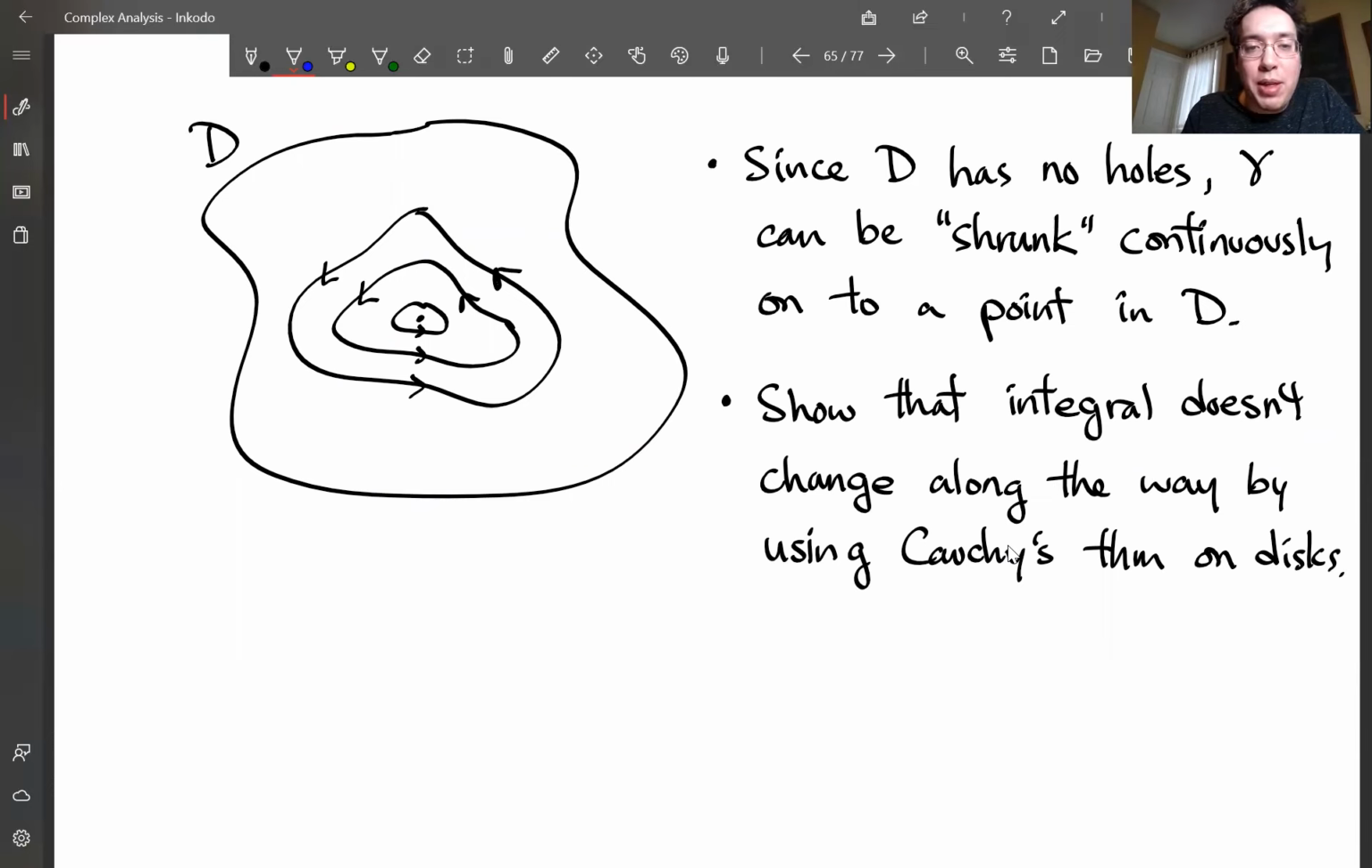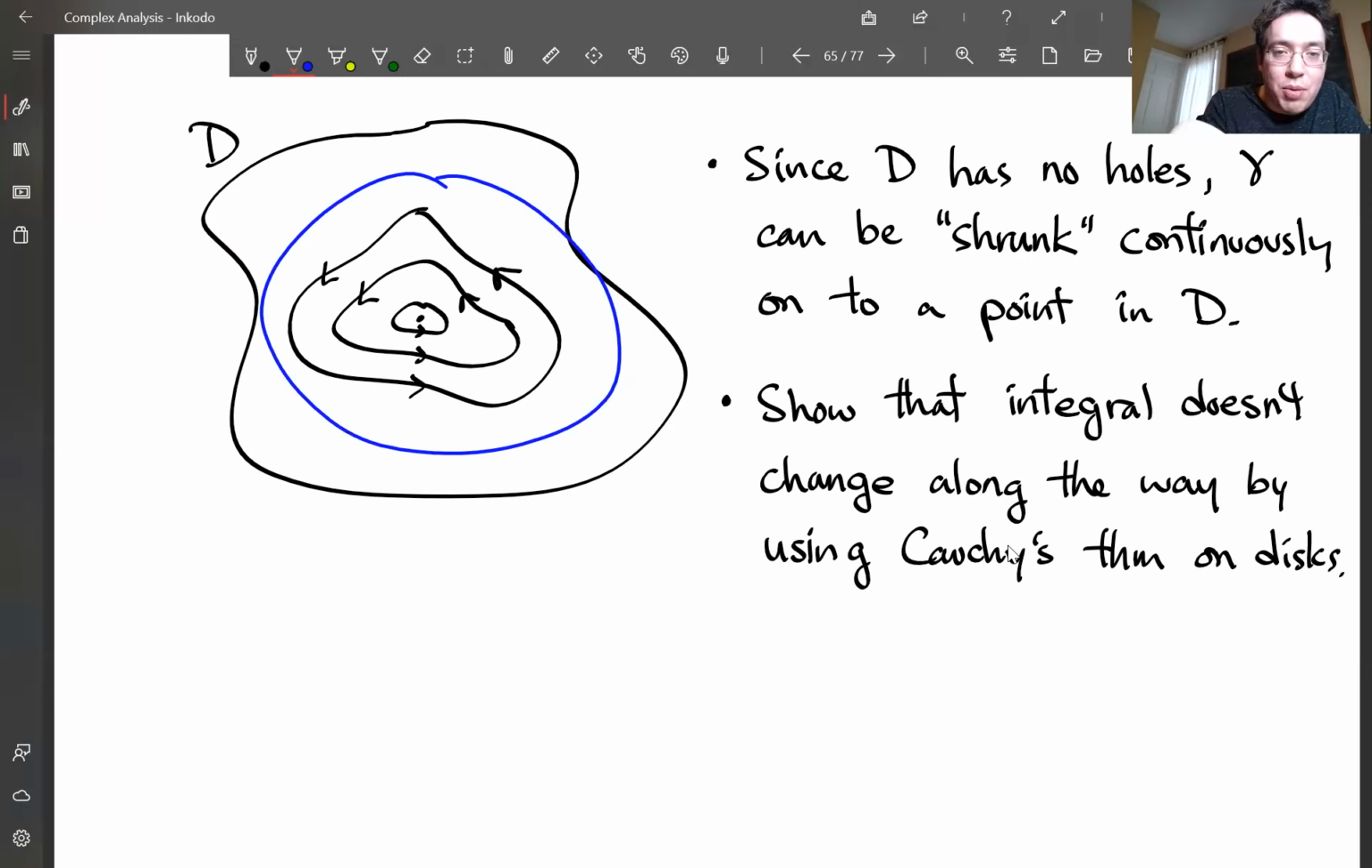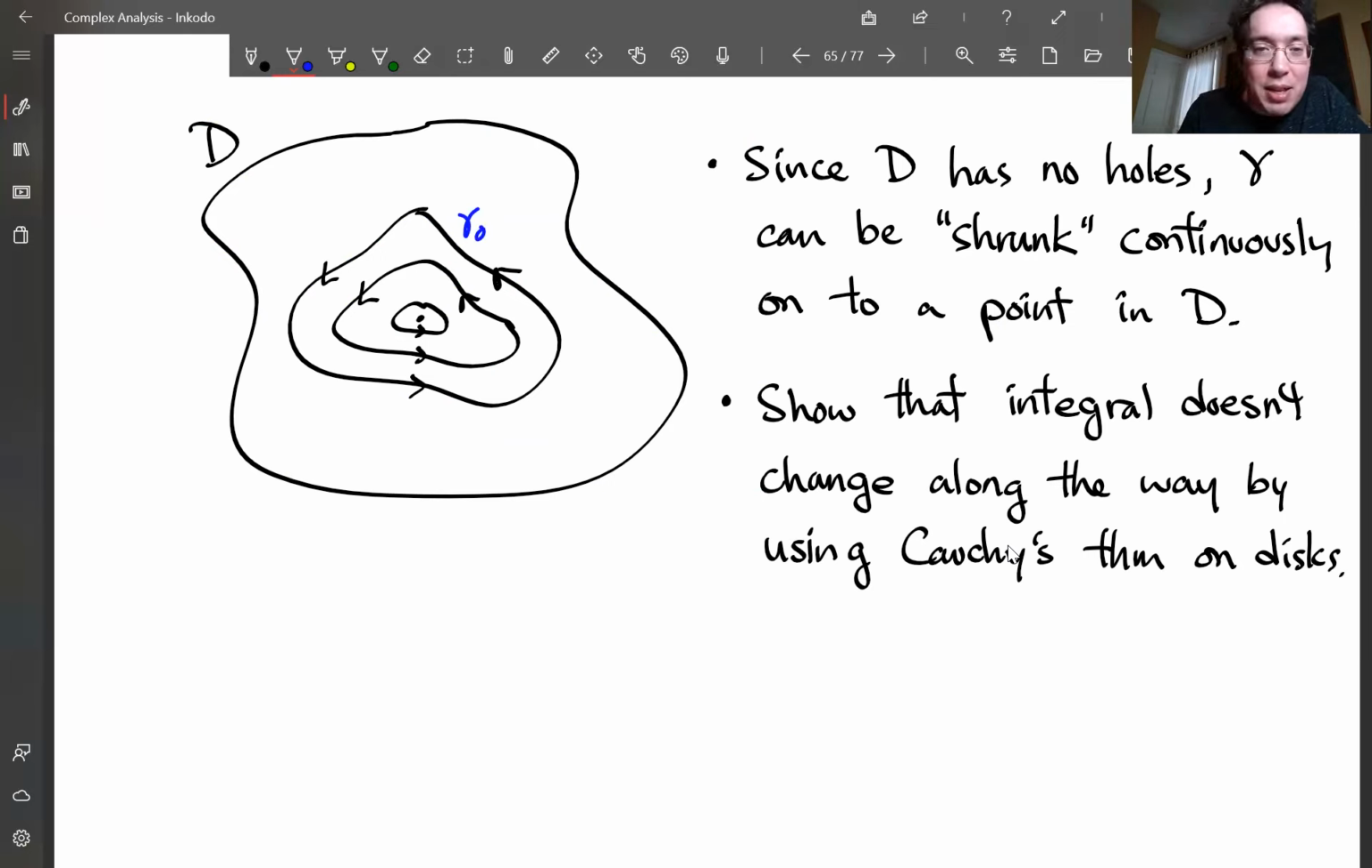So if you have a simply connected domain, that means that there are no holes. And what we can think of is slowly deforming any path gamma so that it shrinks down smaller and smaller continuously until you have a point. So I try to picture this over here, where gamma O, for the outer path, is shrinking down smaller and smaller until you have a dot. And what I want to show is that as I shrink this curve, the path integral does not change.